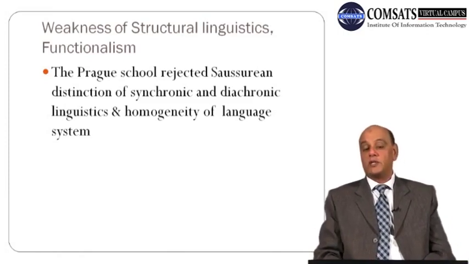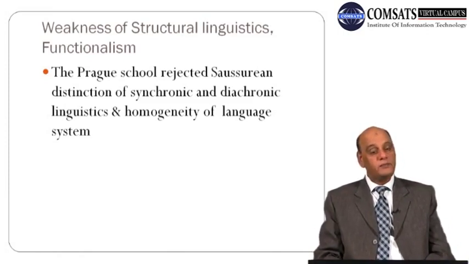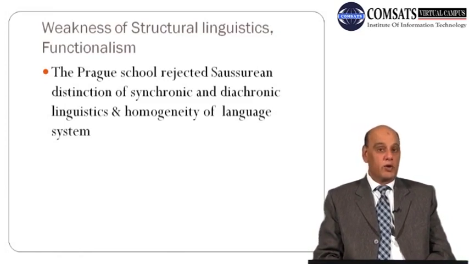Weakness of structural linguistics, functionalism. This is what we studied next. We talked a little about the weaknesses of structural linguistics, and then we took up a new study which was functionalism. The Prague school rejected Saussurian distinction of synchronic and diachronic linguistics and homogeneity of language system.